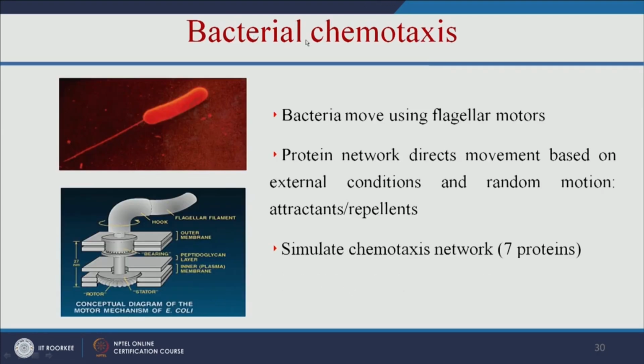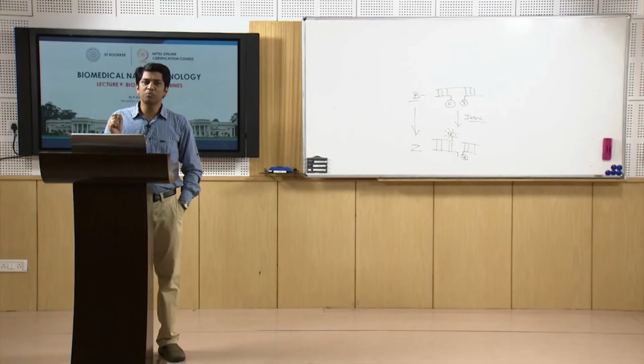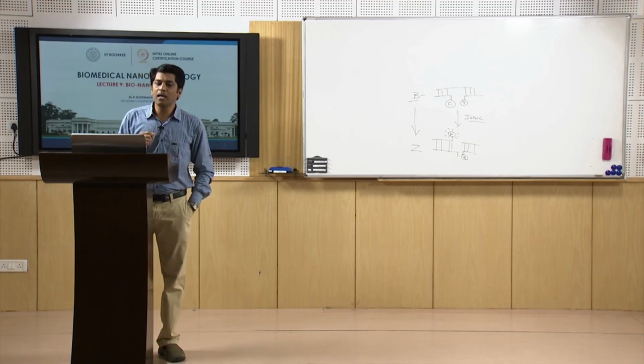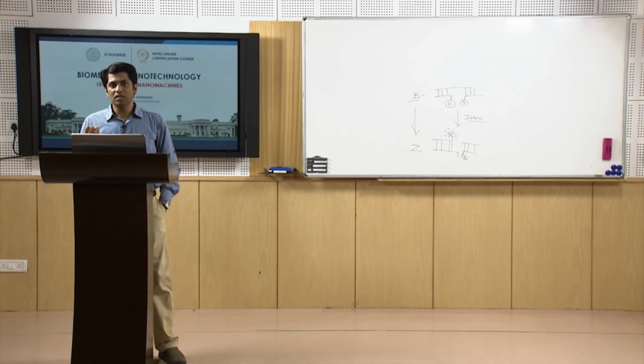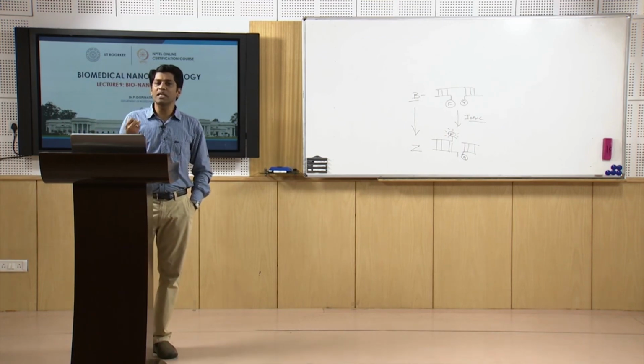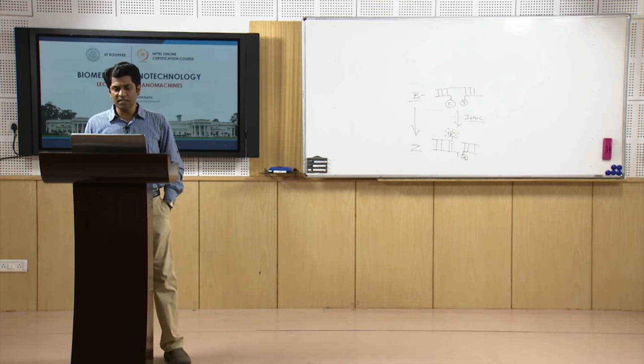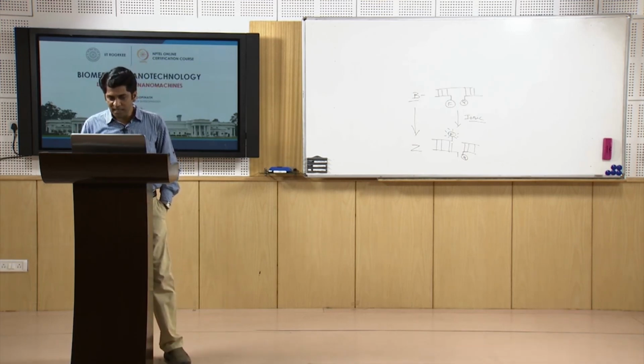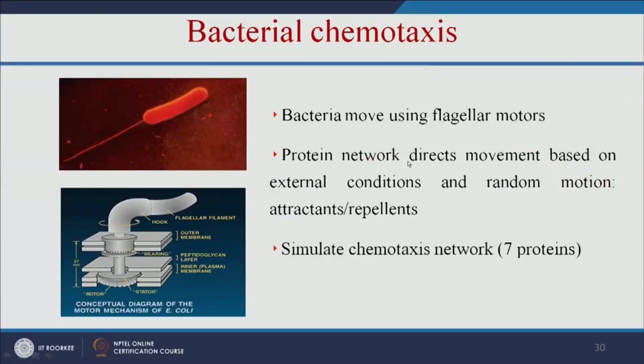First we will see bacterial chemotaxis. This bacteria moves from one location to another using the flagella, that means it moves towards the food. It gets the signal from the food and moves towards that food, that is called chemotaxis. It gets the chemical signal and the bacteria move towards the food, that is called chemotaxis. So here the bacteria move using flagellar motors, and this protein network directs movement based on the external conditions. If you have food, that is an attractant, or if we have some other material, that is a repellent.